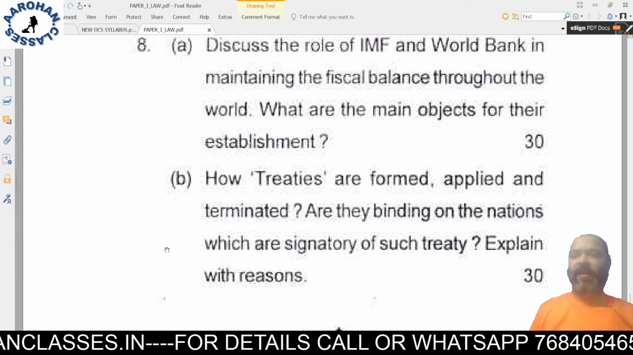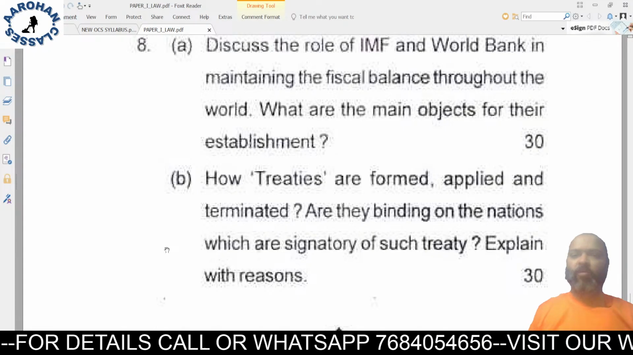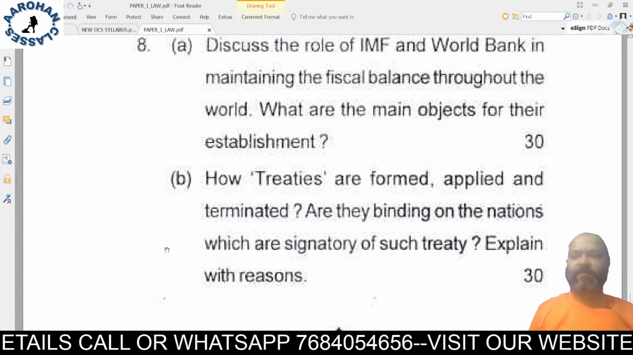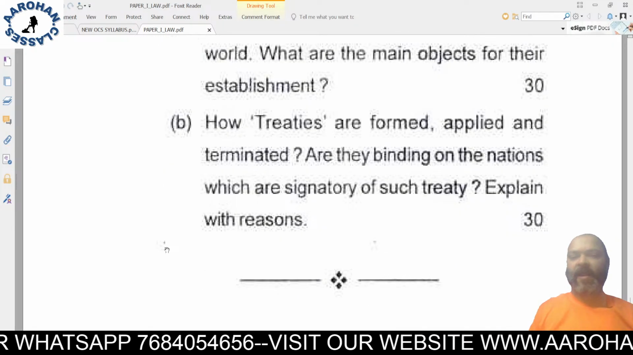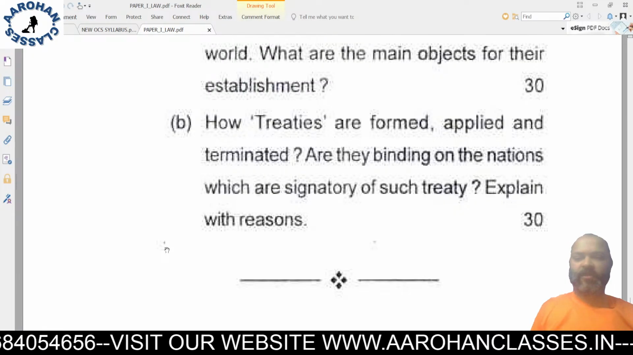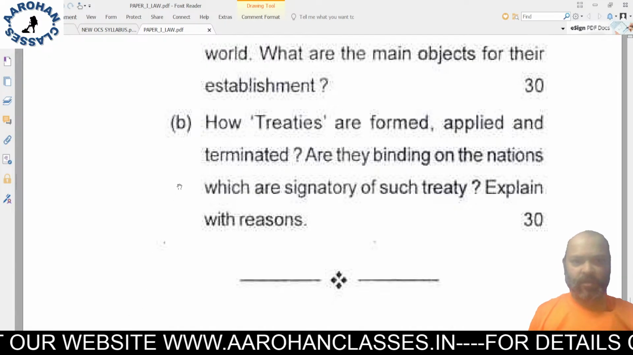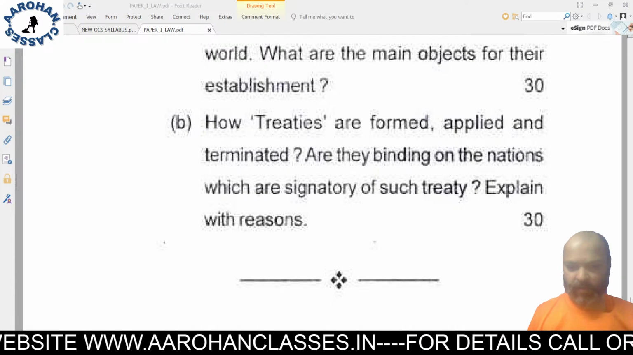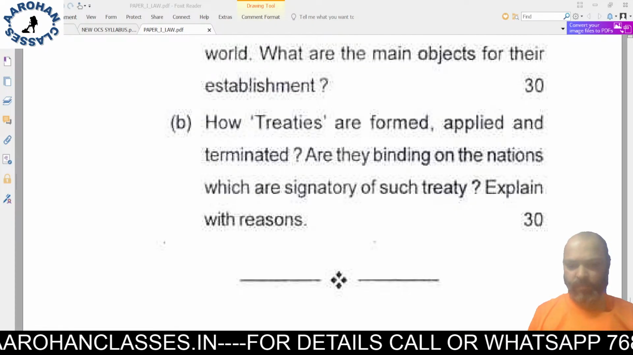Discuss the role of the IMF and World Bank in maintaining fiscal balance throughout the world. What are the main objectives for their establishment? How are treaties formed, applied and terminated? Are they binding on the nations which are signatories of such a treaty? Explain with reasons. So this is Paper 1 of that year. Now let us go to Paper 2.